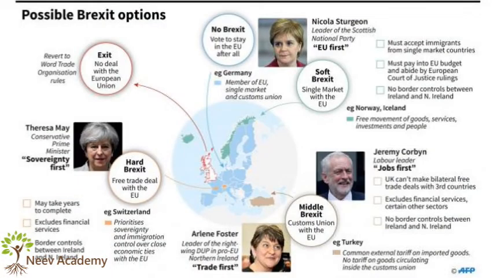Third, the option is being called हार्ड ब्रेक्सिट. हार्ड ब्रेक्सिट में यहां दिया है border controls would be there between Ireland and Northern Ireland, that Britain sticks to its stand, and let's see what happens. Border controls will be there, and there would be of course a free trade deal with the EU. But the point is, EU manegi kya?